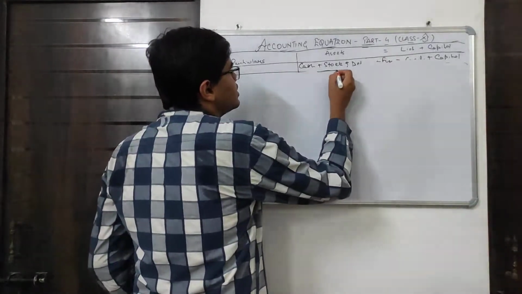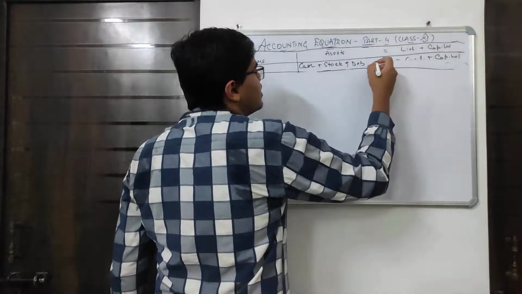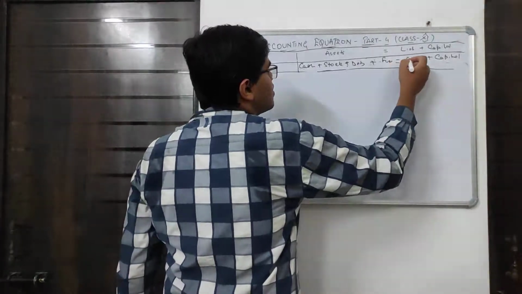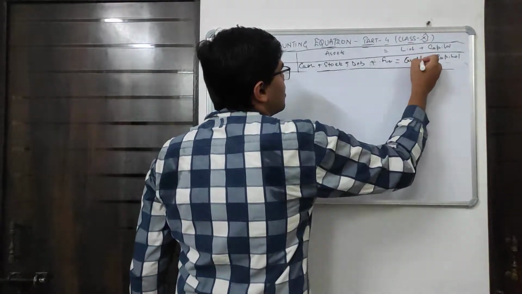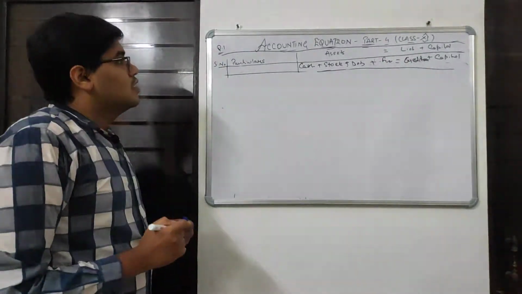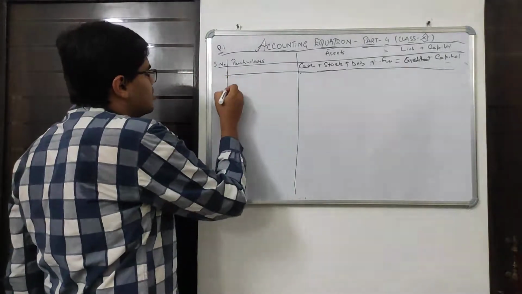Let me write it once again. Cash, stock, debtor plus creditor. Okay. Now, moving on to our next question, that is question number 2.